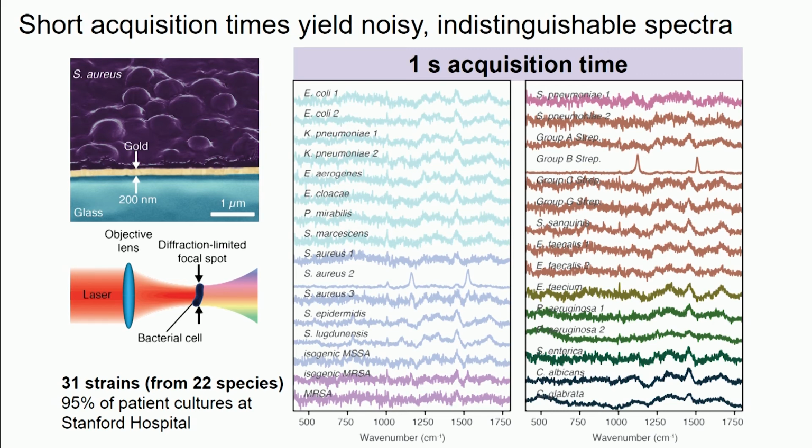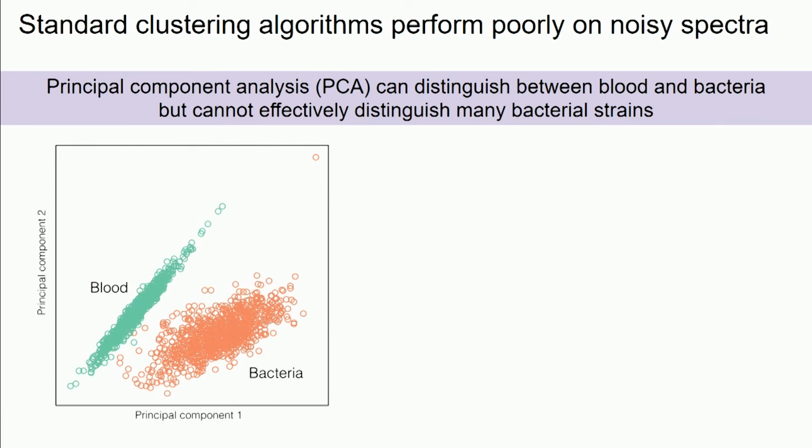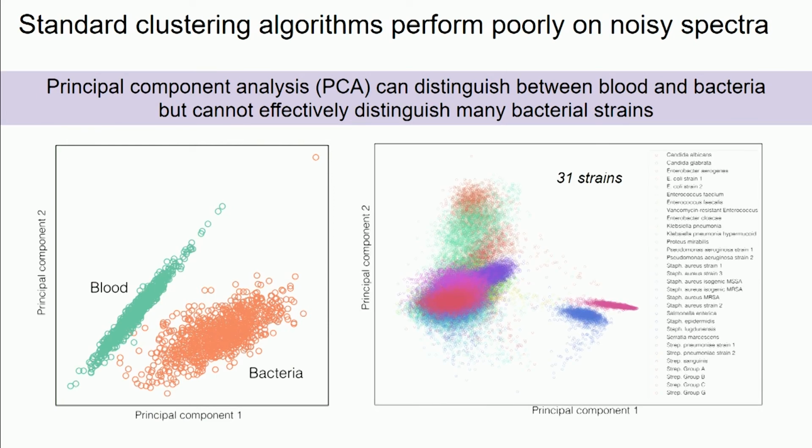So the classical way of differentiating Raman spectra is using some sort of clustering algorithm, such as principal component analysis. You can see that when you try to tell apart blood and bacteria, when you plot them in 2 dimensions and the separation between points represents how different the spectra are, it's very easy to tell these 2 groups apart. But when you try to tell apart bacteria of different types, all the clusters overlap with each other, and it becomes impossible to differentiate bacteria of different species and strains.